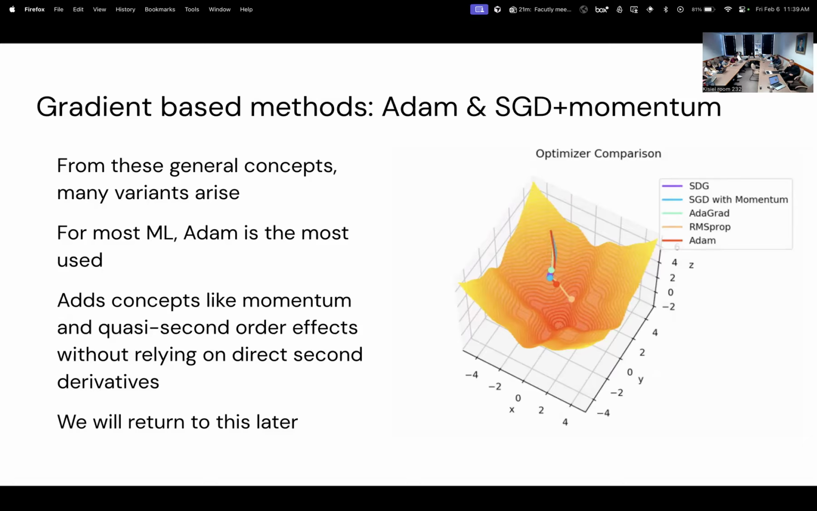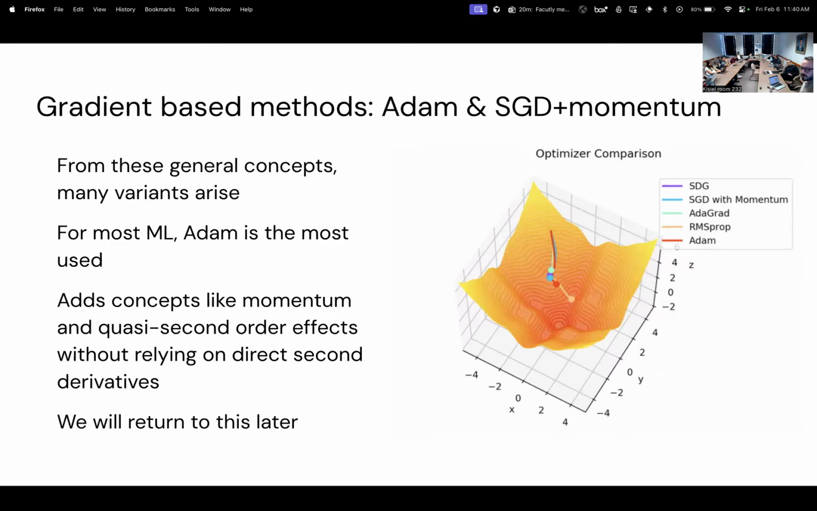And then Atom also adds what I'm calling a quasi second order effect. So it approximates the second derivative, but it doesn't actually calculate it. So it uses running statistics of its past history to sort of estimate what that second derivative is. And we'll talk more in depth about these later, but just showing there are many different versions of this.